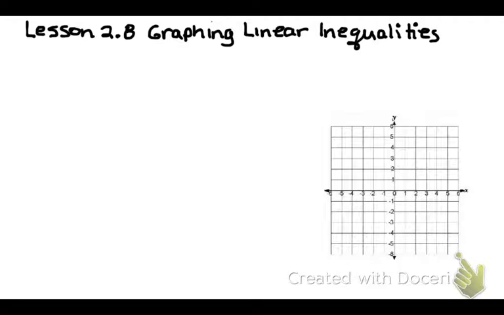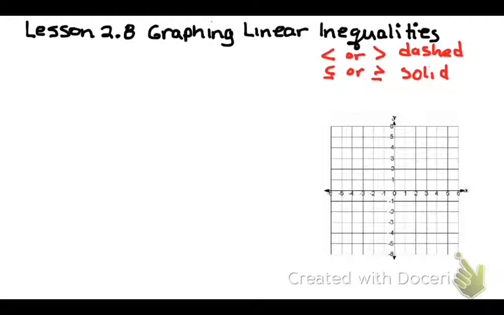In lesson 2.8, we're going to be graphing linear inequalities. So an inequality means we're going to be working with less than or greater than symbols, less than or equal to or greater than or equal to symbols. If you recall, when we work without an equal to, it will be dashed, and when we have the equal to bar, we're going to end up with solid lines.